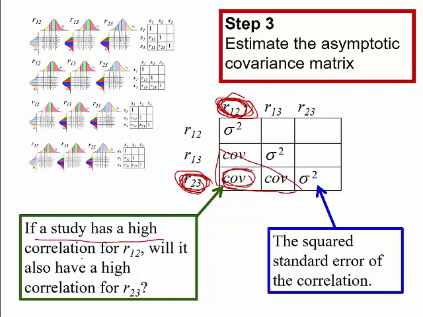If a study has a high correlation, say r, between item 1 and item 2, will it also have a high correlation for the relationship between item 2 and item 3? That's what these covariances on the off diagonal are telling us.